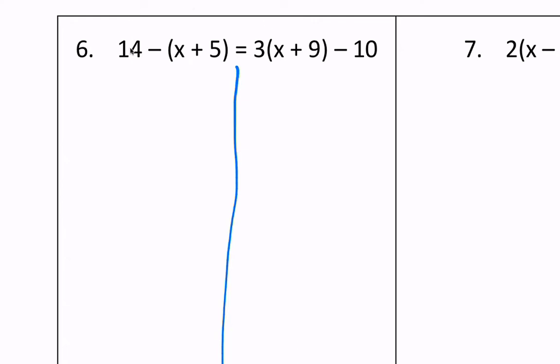Okay, so first we have this 14 out front, so it's just going to drop down. But we do have to handle these parentheses. Remember, out front we have a negative. Remember, when that happens, we think of it as the opposite. So the opposite of this positive x would be a negative x. The opposite of this plus 5 would be a minus 5.